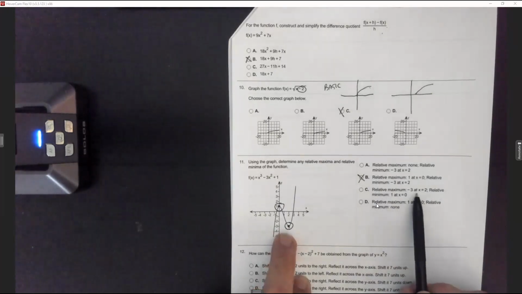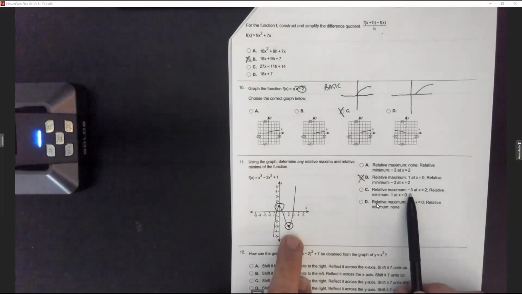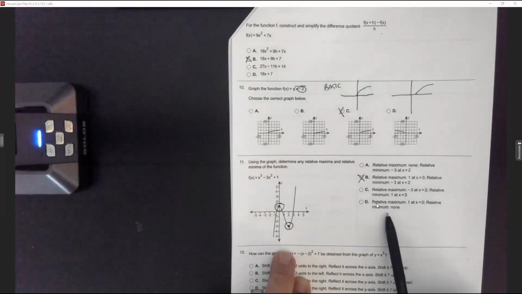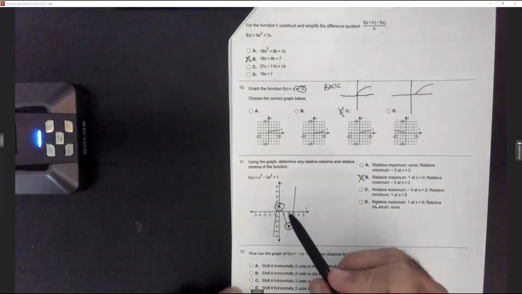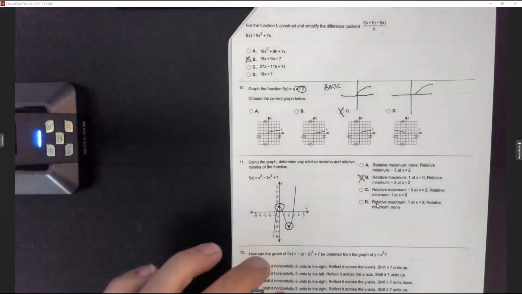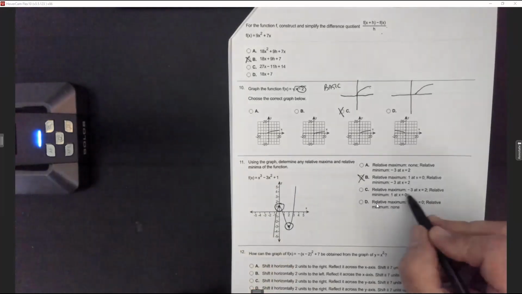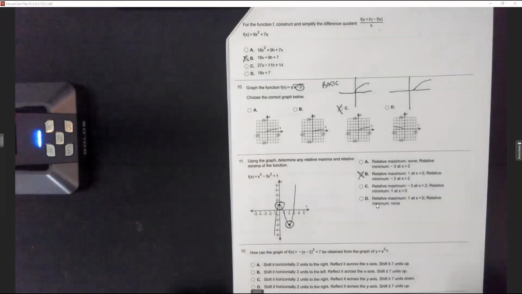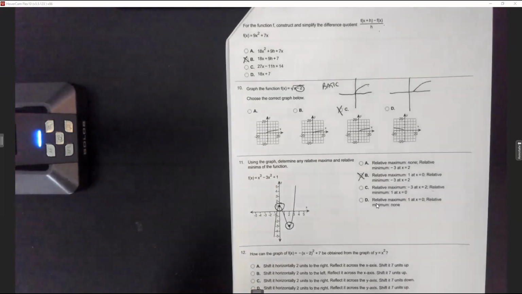Now this one had relative maximum, so they're getting the max and mins backwards on C. And then D is saying you don't have a minimum. But you do have one of each. So just find the answer that corresponds to what you got. But be careful of them reversing stuff on you, okay? That's how they get y'all on these, is they sort of reverse the way the stuff are.